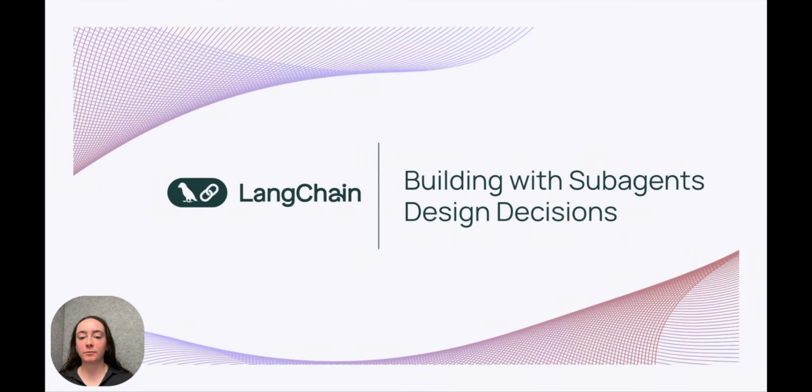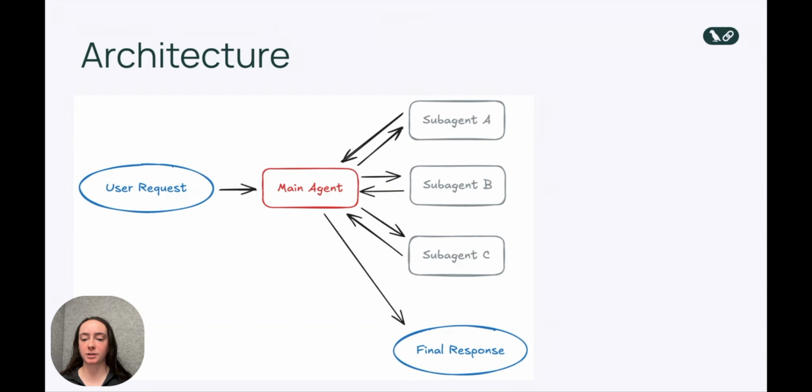Hey folks, it's Sydney from LangChain, and I'm super excited to chat with you today about a specific application of context engineering, and that is design decisions when building a multi-agent system with a subagent architecture. Let's first do a quick review of the subagents architecture.